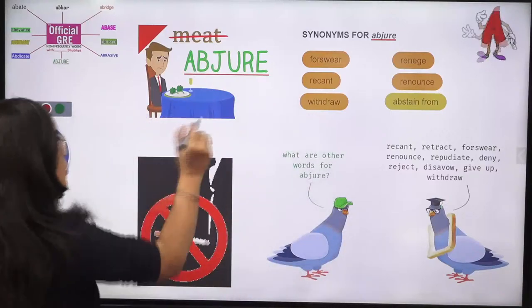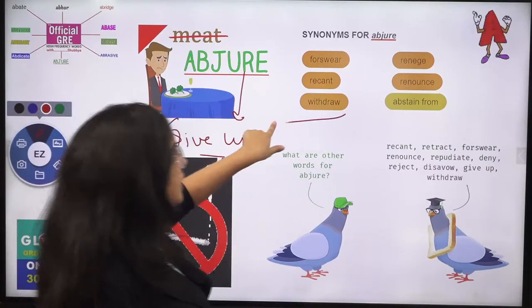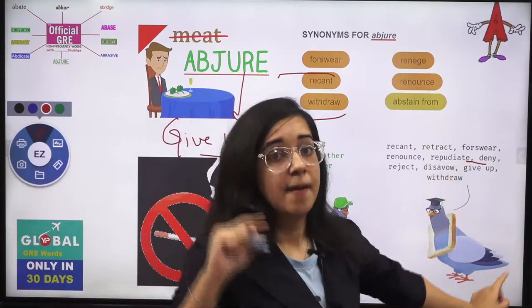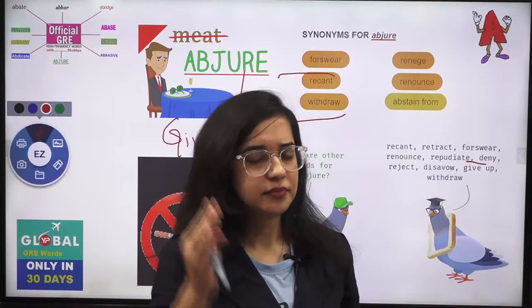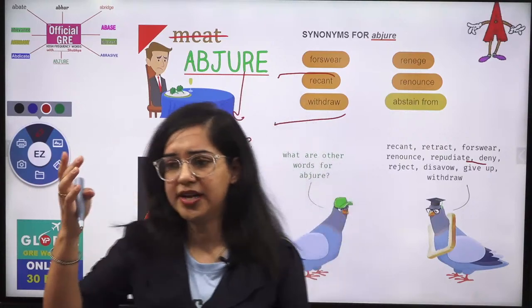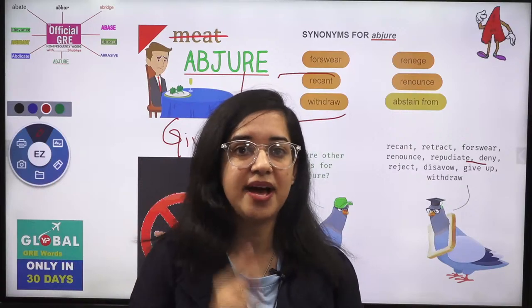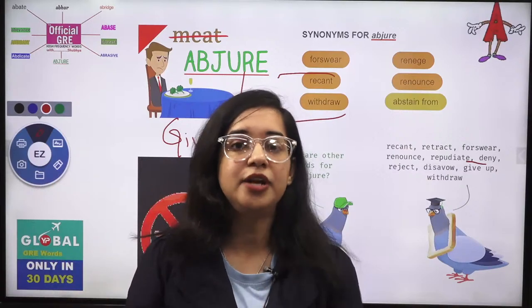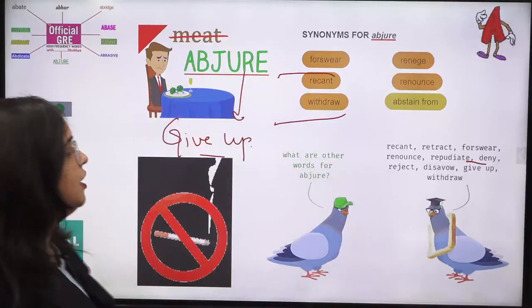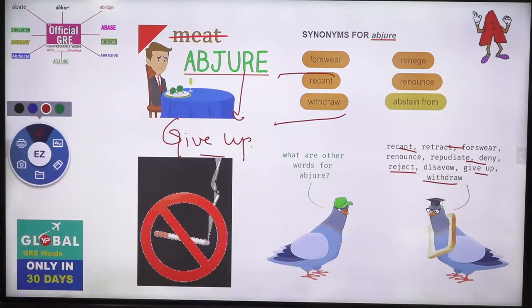You can call it give up, withdraw, forswear. You deny that you will convert your religion, but you are ready to die rather than give up your religion. You must have seen, there was a movie, I just remembered it, RRR maybe. There also the person was not ready to bend down his knees. I won't bend down my knees. I am ready to sacrifice, I am ready to die, but I won't bend my knees. So that is termed as abjure. It is withdraw, give up, reject, recant, retract. All these words are similar to it.